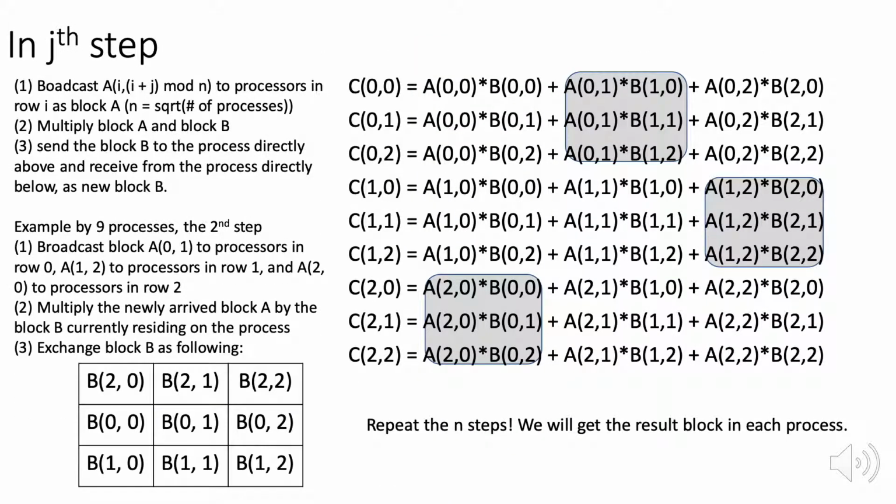Then in the j-th step, we broadcast the A(i, (i+j) mod n) block to processors in row i as block A, where n equals the square root of the number of processors. Then we multiply block A and block B. Third, we send block B to the process directly above and receive from the process directly below as the new block B. Then we repeat the steps n times. We will get the result block in each process, as shown in the example with 9 processes.